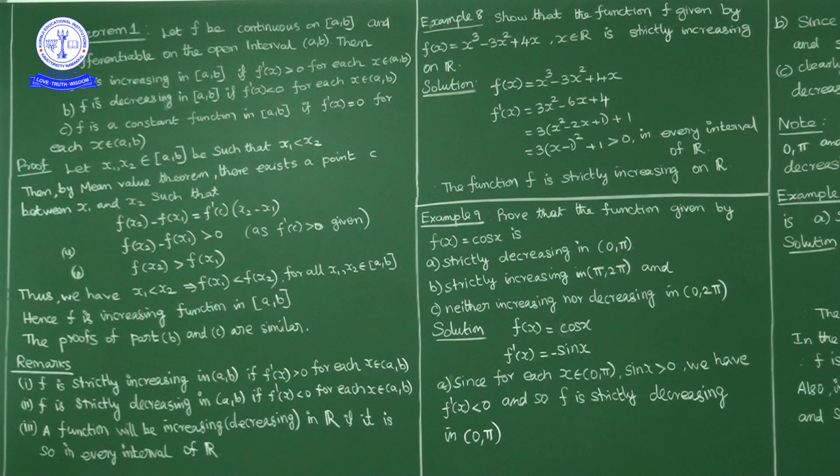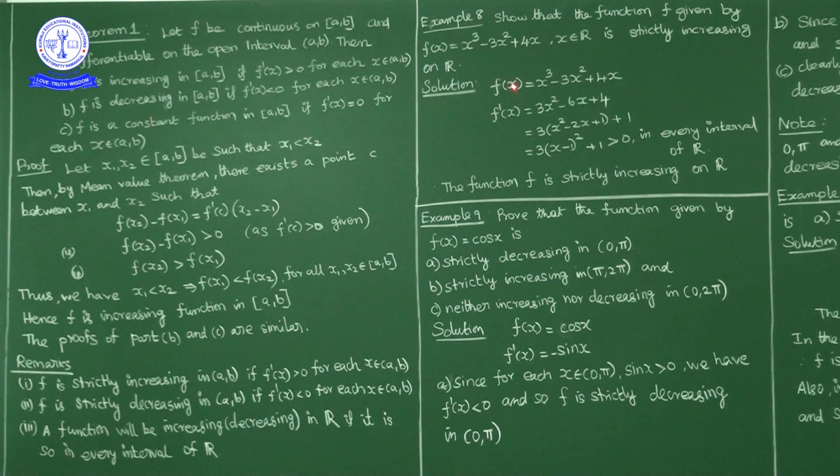Example 8. Show that the function f given by f of x equal to x cube minus 3x square plus 4x, x belongs to R, is strictly increasing in R. Means it is a throughout increasing function. Okay. Now to prove this is an increasing function, what we have to prove? We have to prove that f dash of x is positive for every real number.